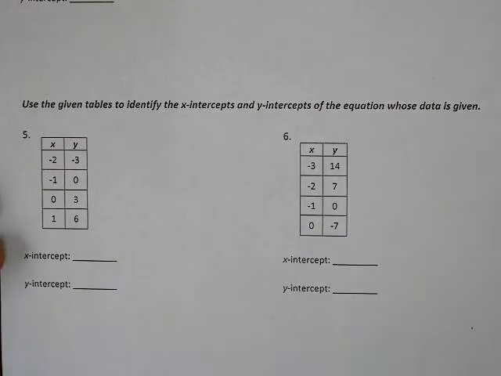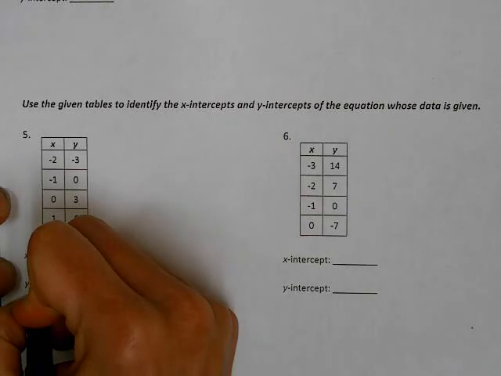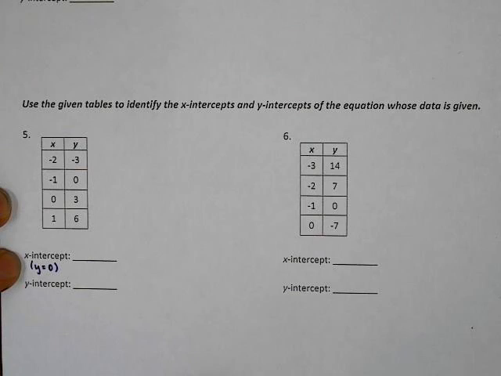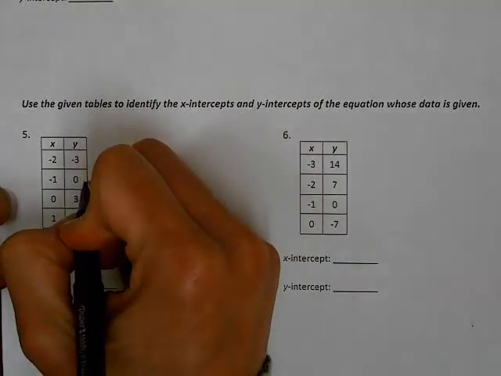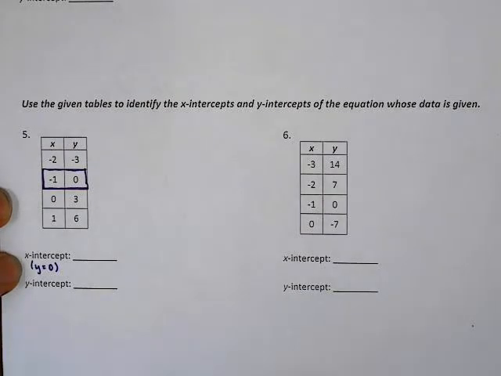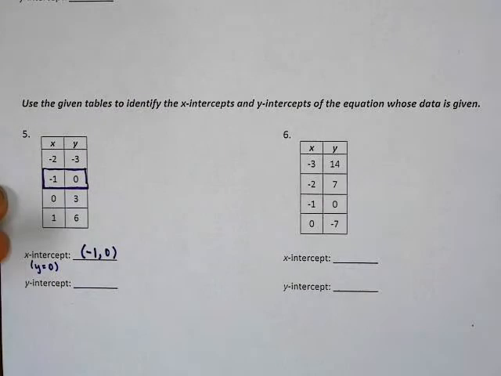Now remember, here's where it's going to be really important to keep reminding ourselves. The x-intercept is the place where y is equal to 0. So what I need to do is look in the table and find the place where y is equal to 0. And I've found that here. So I know my x-intercept is at the ordered pair -1, 0.